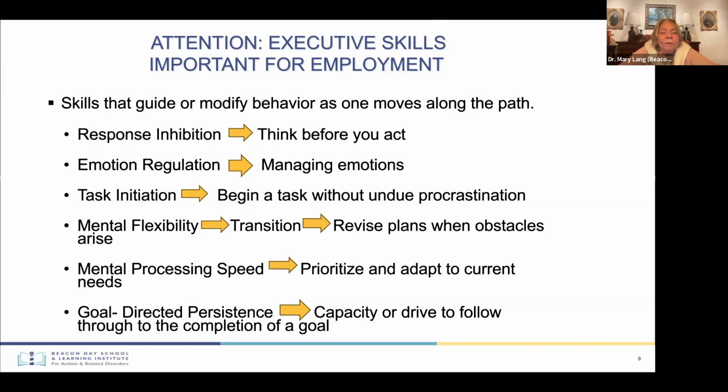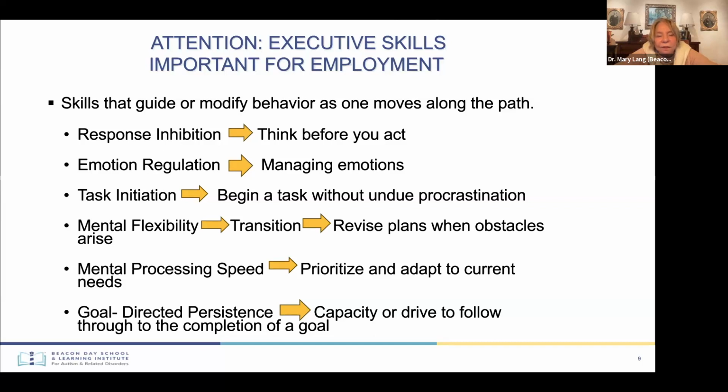The next is mental flexibility and being able to transition and reverse plans when obstacles arise. Those obstacles may be on the freeway, and we've all experienced those as we drive down the freeway and we see trash cans in the road, or the orange cones, or even in my dining room, I can see things on the table that are really kind of ignoring me because that's not where they belong.